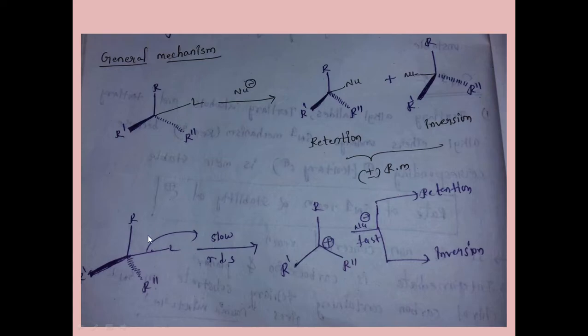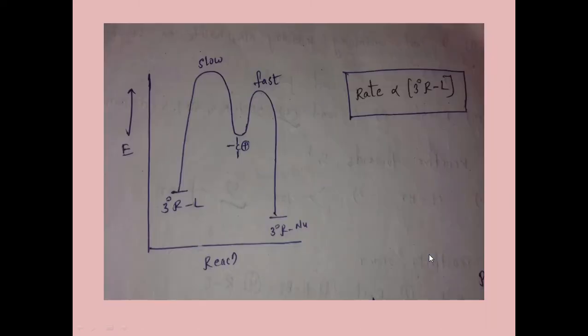This is the first step. I have written the mechanism. The removal of this leaving group will be the rate determining step, that is the carbocation. Then the nucleophile will attack. We will get two products, that is the retention product as well as the inversion product, right?